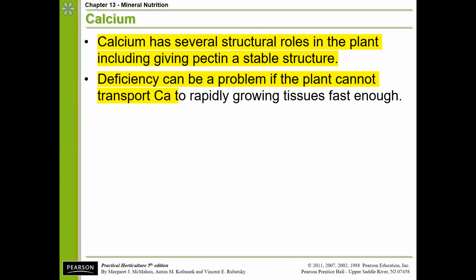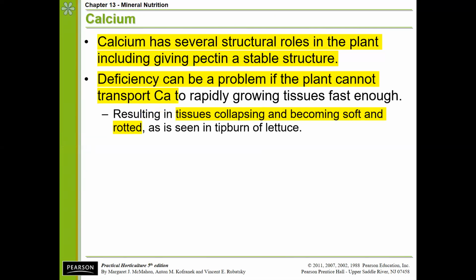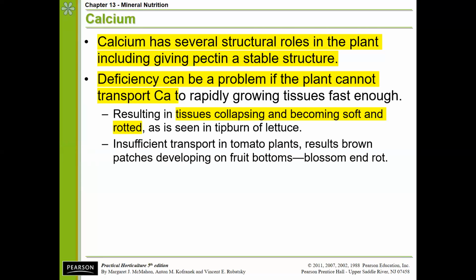So deficiency can be a problem, not necessarily just if the calcium is not available in the soil, but if the plant cannot transport it to rapidly growing tissues fast enough, especially in things like fruit. So it results in the tissues collapsing and becoming soft and appearing rotted. And we can see this in things like tip burn in leaves of lettuce, or in tomato plants, it looks like blossom end rot, which often is confused with blight. Of course, blight is a fungal disease. Blossom end rot is just a calcium deficiency or an imbalance of calcium and magnesium.